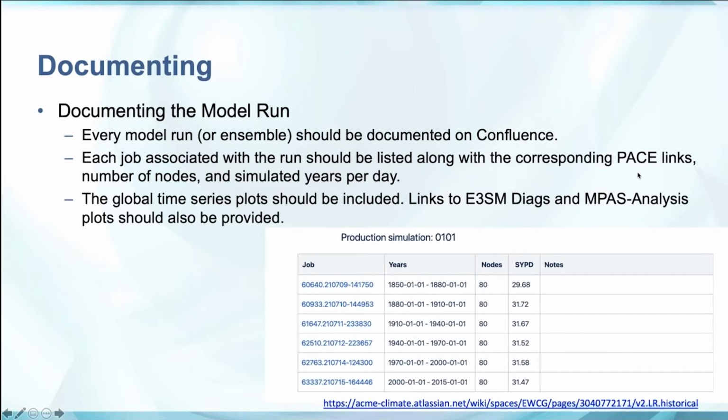So again, failed jobs won't have a link for you to use, but you should still list it in the table. So this provides all the information about the various jobs that it took to do this model run. The page should also include the global time series plots and links to E3SM DAGs and MPAS analysis plots. So again, the Confluence page for a run or ensemble should have everything you need to know about that run. Next slide, please.